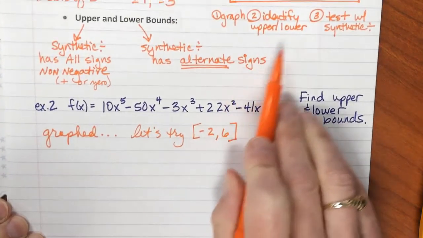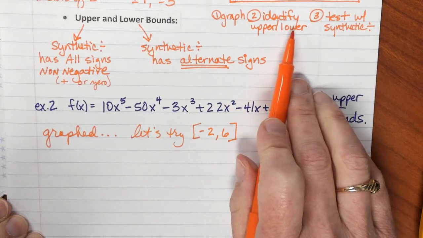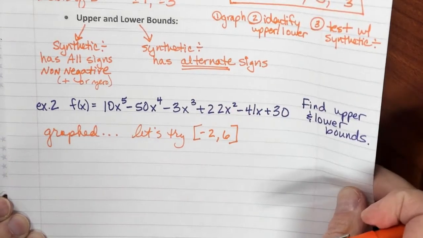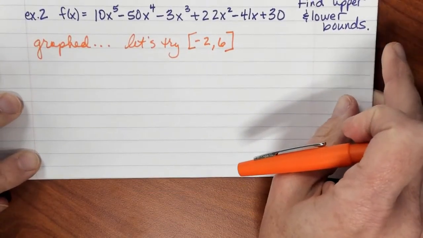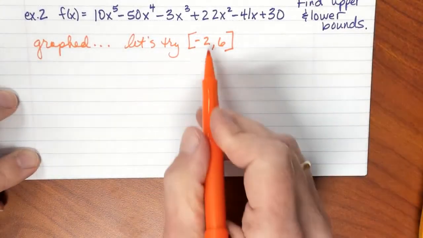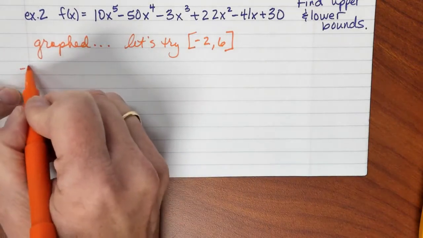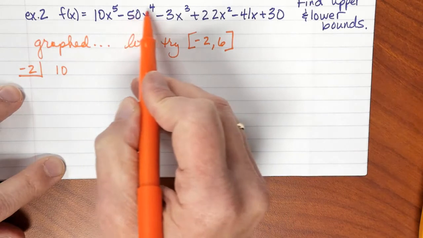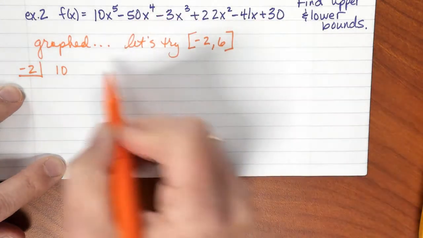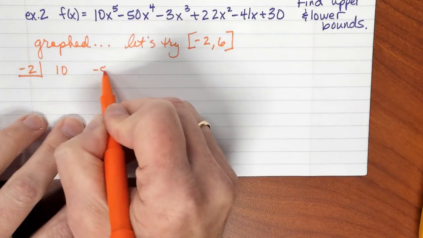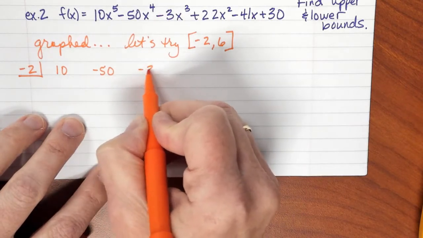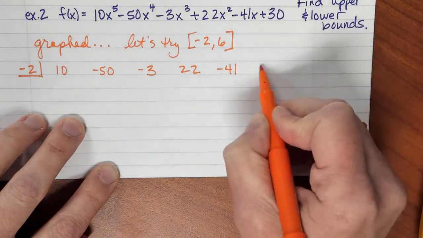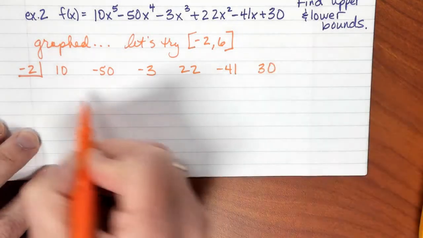So I identified what I thought was the upper and lower bounds. Now I need to test both of them with synthetic division, which is a bit of a trick because look at all of these numbers. So let's first try the -2. Here I need to get my coefficients. 10, make sure I'm not missing any. 4, 3, 2, 1. All right, 10, -50, -3, 22, -41, 30.